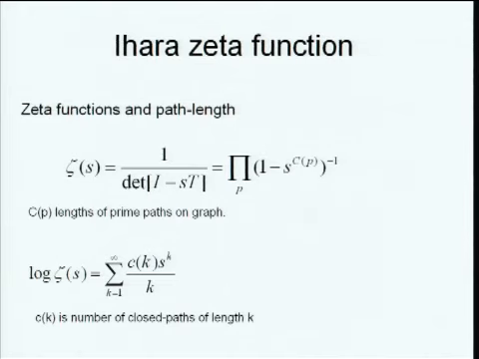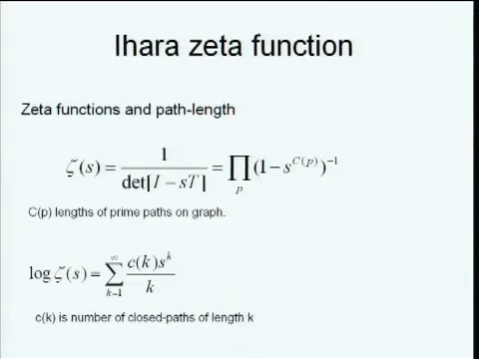And this can be expanded in terms of prime paths, and you can think of the prime paths as being rather like prime numbers, but on a graph. The Ihara zeta function can be expanded in terms of prime paths in the following manner, where C(P) is the length of a particular prime path on the graph. And if we take the logarithm of the zeta function, it turns out to be a polynomial series in the argument s, and it turns out that the coefficients of that polynomial series are the number of paths of length k on the graph.